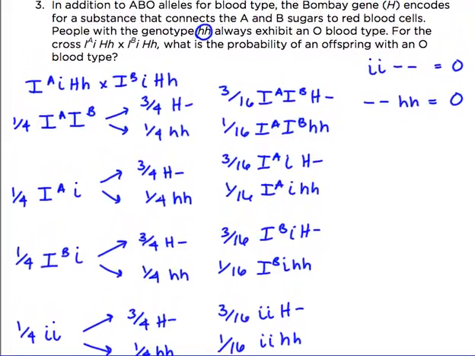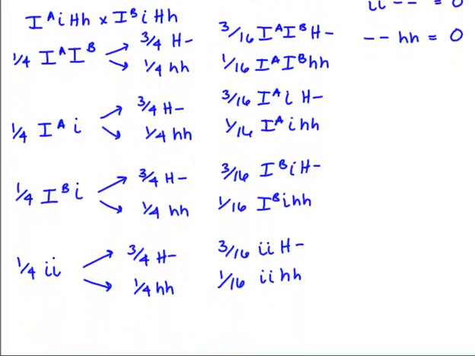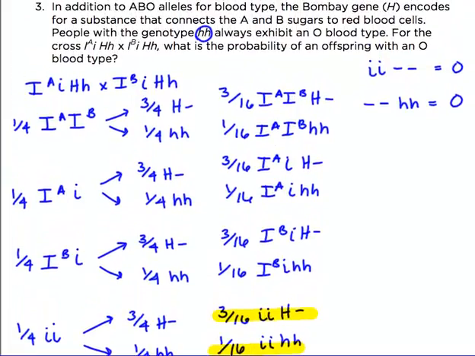So now we're going to go through and see which one of these have blood type O. So what did we say before? Blood type O, you can be that by being little i, little i. So therefore, both of these individuals are going to be blood type O. And you can also be blood type O by being homozygous recessive at this Bombay gene. So that would be here, here, and here.